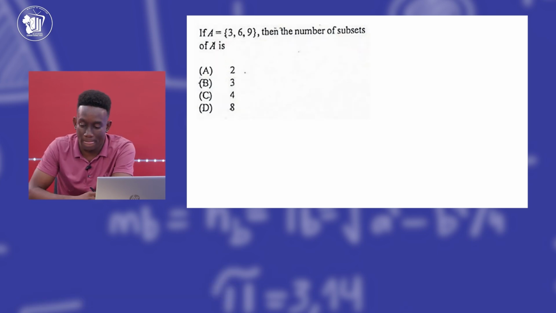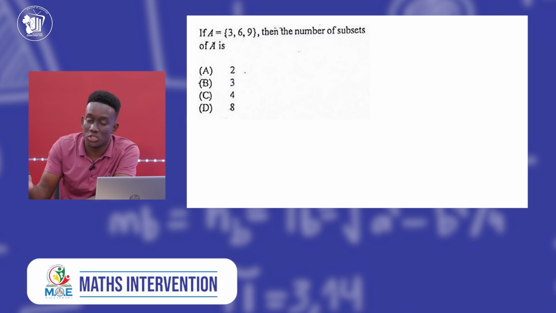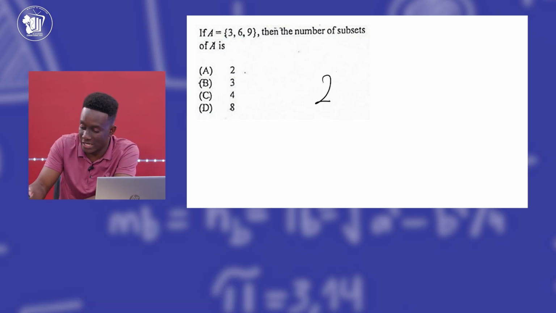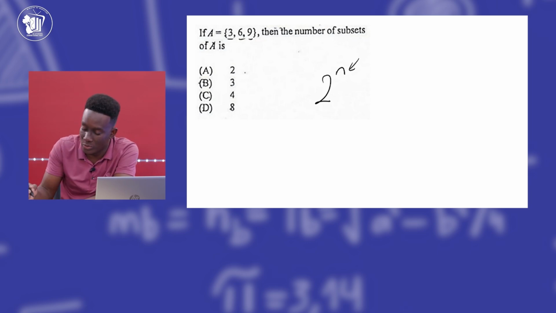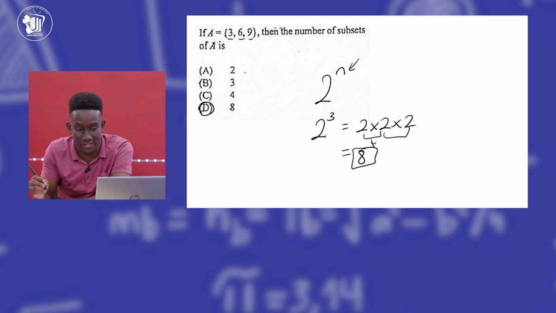So this one says, if A is equal to {3, 6, 9}, then the number of subsets of A is. So we know the formula to find the number of subsets in any given set would be 2 raised to the n power, in which n represents the number of elements in the given set. So in this case, we have 1, 2, 3, so we have 3 elements. So this will be 2 raised to the third power, which will be 2 multiplied by 2 multiplied by 2. So 2 multiplied by 2 is 4. 4 multiplied by 2 would give me 8. So the answer here is simply 8.